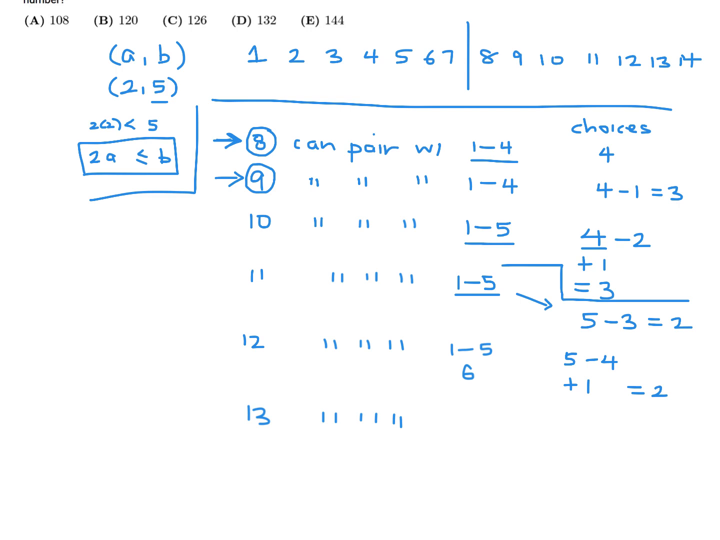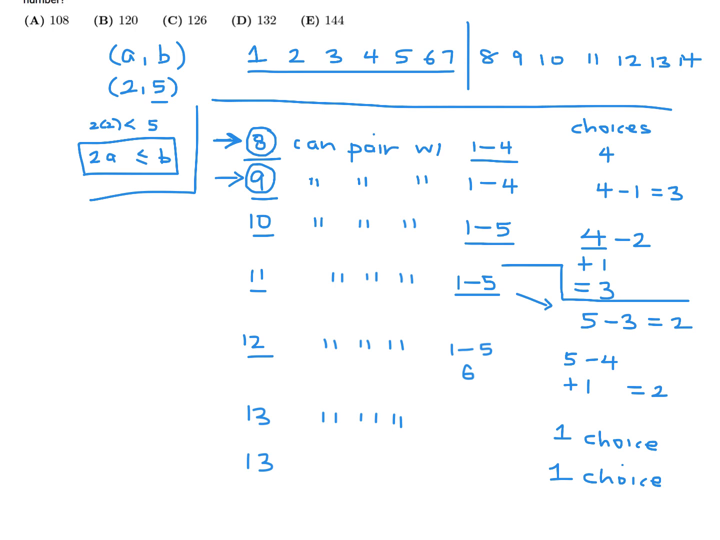So we only have one choice left because 1, 2, 3, 4, 5 numbers have already been chosen. And from this group, so there's only 2 choices left. So one goes for the 13 and one goes for the 14. And that's it. I think that's it.